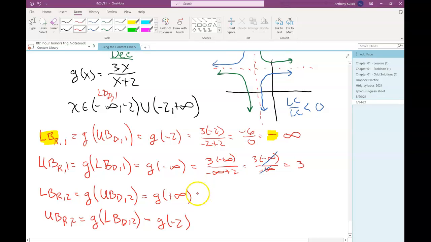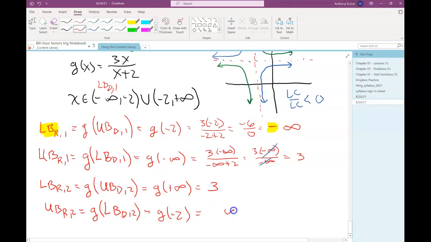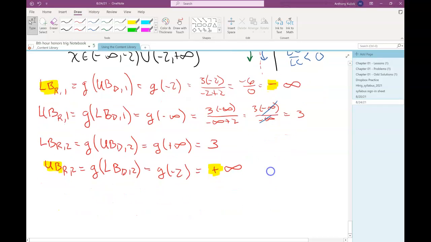So if I go down, I don't really need to do this one, right? That's still going to give me 3. Everybody okay with y? Okay. And I don't really need to do this one because I know it's going to be infinity. But since it's an upper bound, this time it's a positive infinity. So now I just need to piece this together into my range.